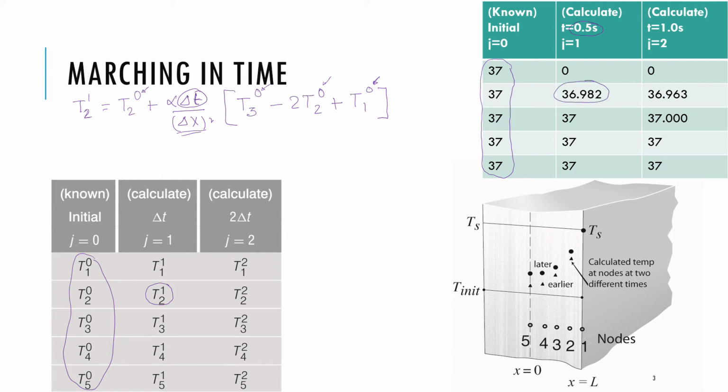So what are we doing in this figure here? We know the initial values at all the points, and then T(2, 1) is this one.